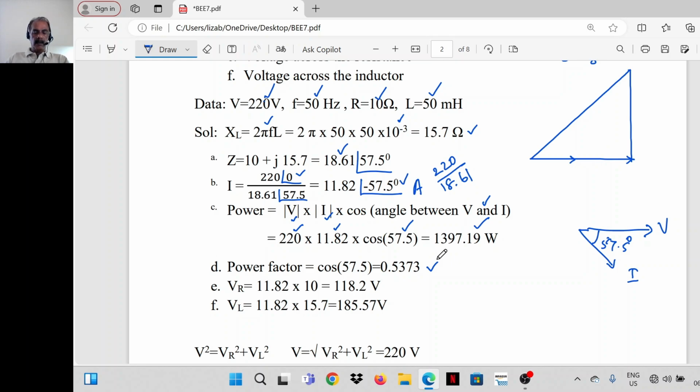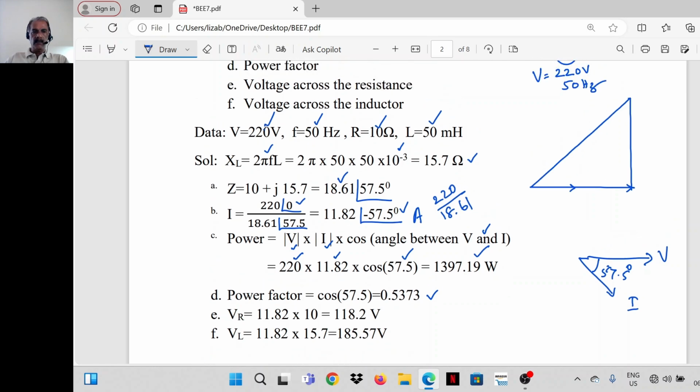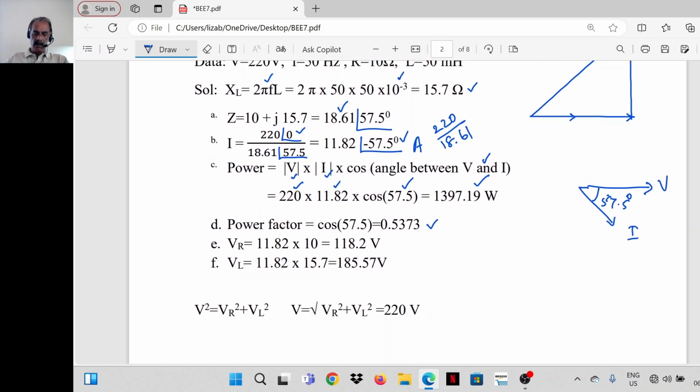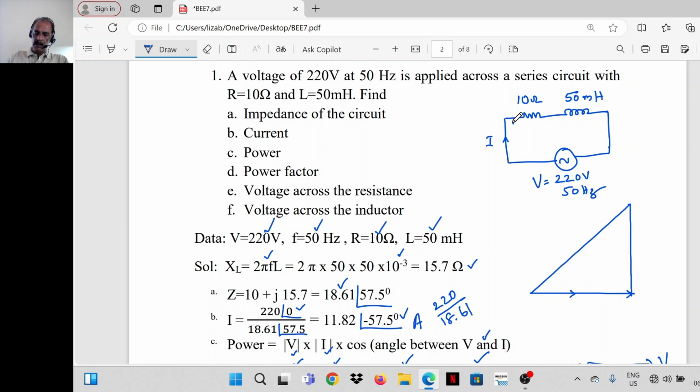Then the last part of the question is the voltage across the resistor and the voltage across the inductor. Voltage across the resistor, let's call it VR, and voltage across the inductor, let's take it as VL. VR can be found by multiplying I into R, and VL is I into XL.